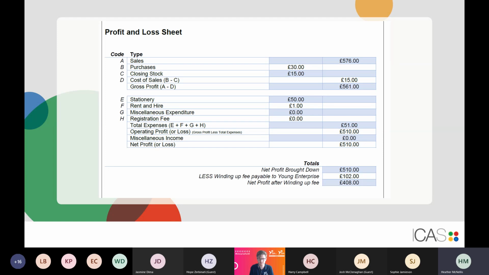Okay. Now this is called our profit and loss sheet, and this is basically telling us over the course of this period, whether it could be a year for your company, or in this case, how long you've been running the Young Enterprise Project for, how much money have we made in this time. So let's look at each of these lines in turn. The first thing you've got is your sales.